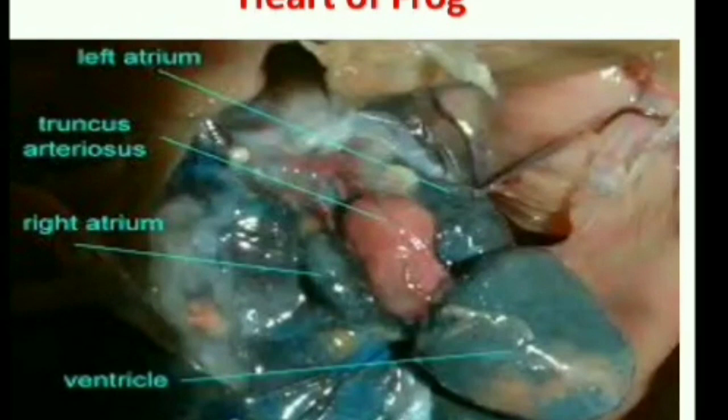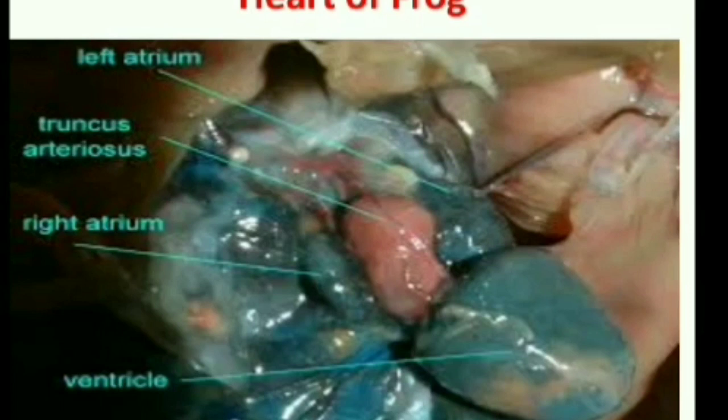I am again here to explain the next topic of Rana tigrina, that is frog, regarding its circulatory system. So we are going to begin with the circulatory system of frog, and the most important part of the circulatory system, you all know, the pumping organ, is the heart. So frog's heart is three-chambered. You all are aware of that.